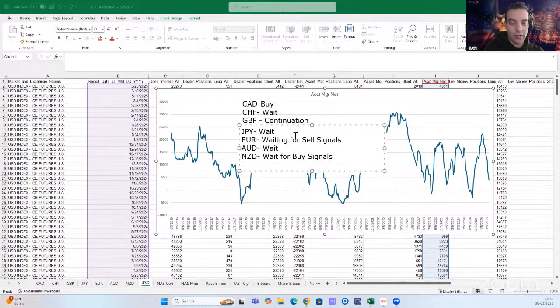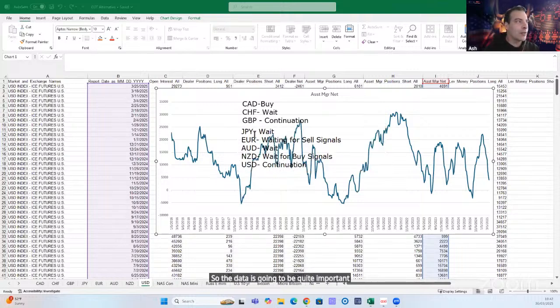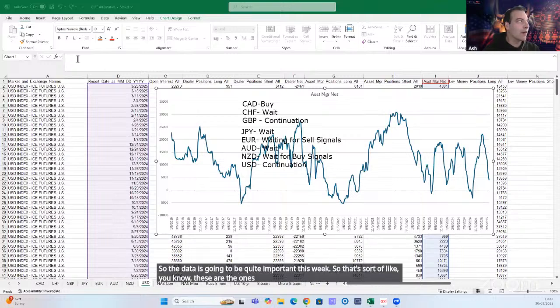And finally, the dollar is continuation. So the data is going to be quite important this week. So that's sort of like, these are the ones that I'm kind of looking out for here.